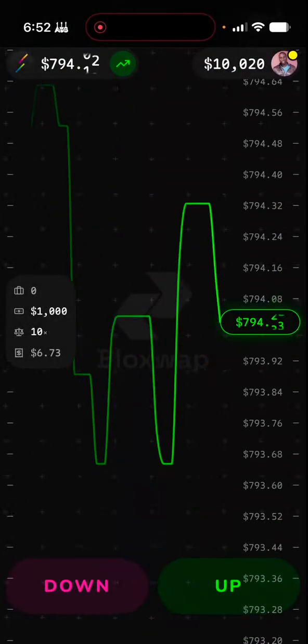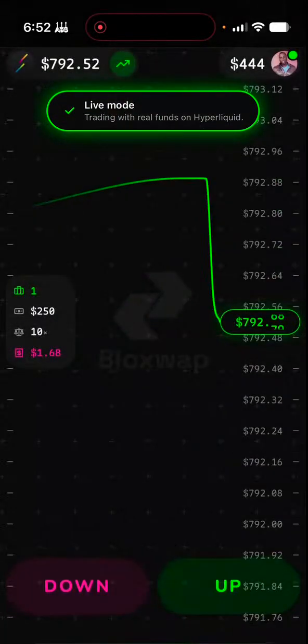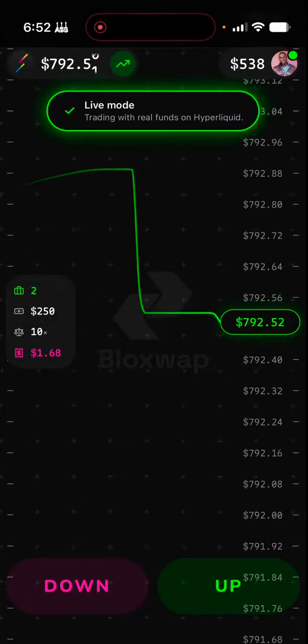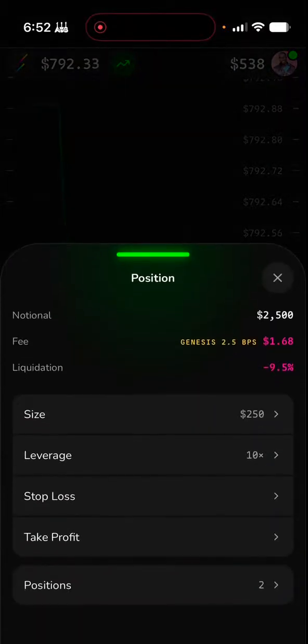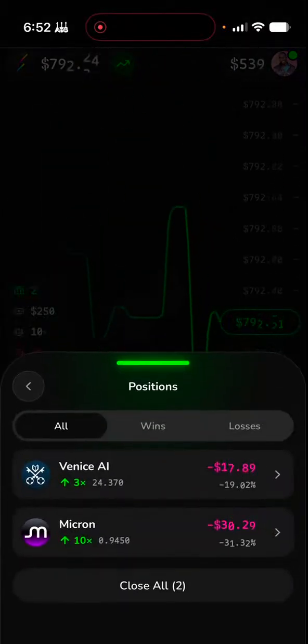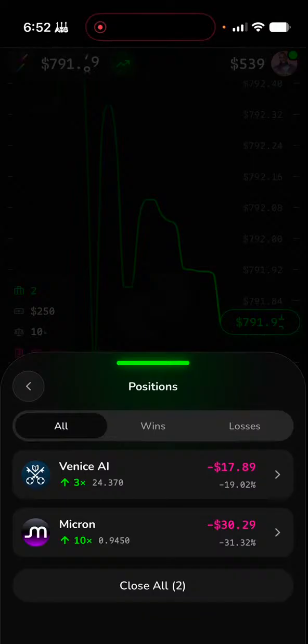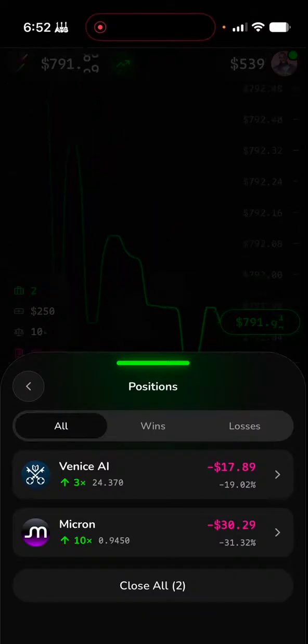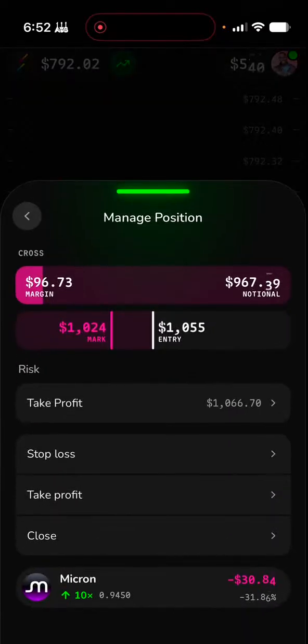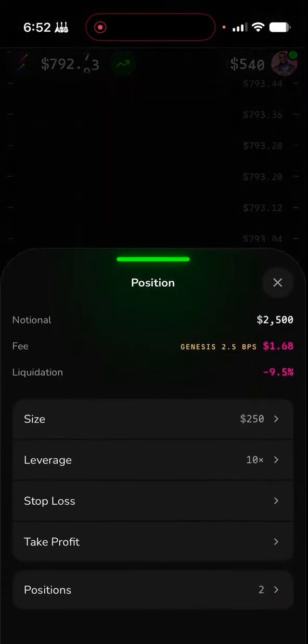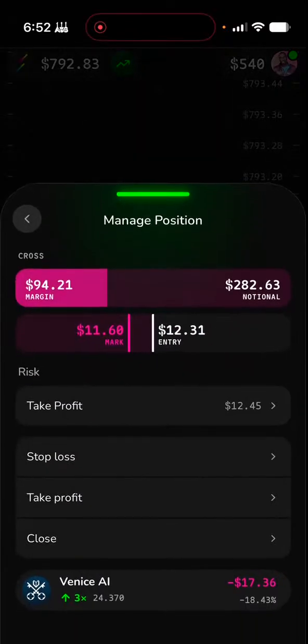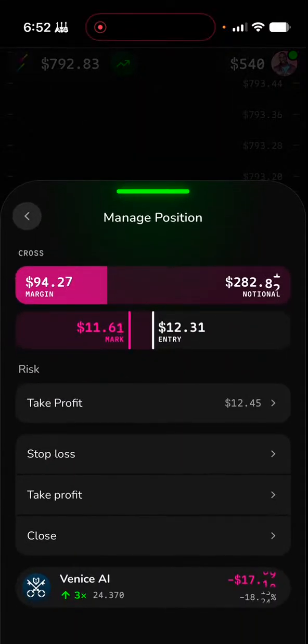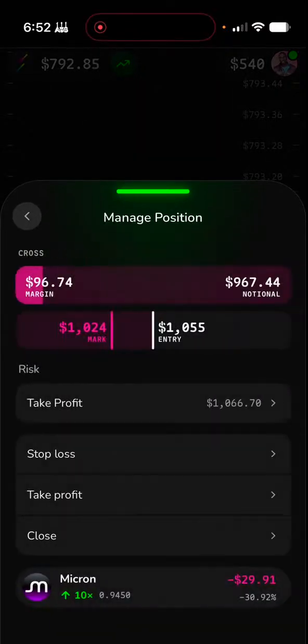And actually, let's go back to live mode. I was like, we're down, but yeah, we're still doing okay. We've got these two positions open from a couple of days ago. They're long. I'm going to leave these open, and we'll probably close these out. I think they actually both have take profits. Yeah, this has a take profit, and Venice has a take profit also. So Venice and Micron both have take profits.